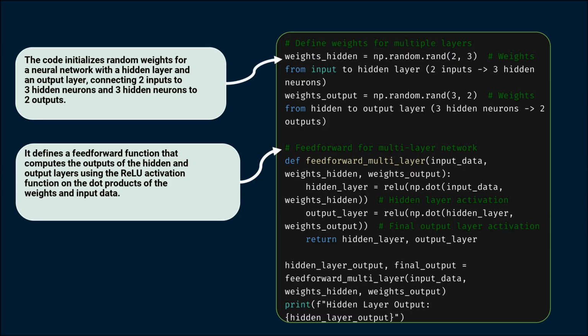through the model. Next, we define a function called feed-forward multilayer, which takes the input data along with our weights for both layers. Inside this function, we first compute the activation of the hidden layer by performing a dot product of the input data and the weights leading to the hidden layer, followed by applying the ReLU activation function to introduce the necessary nonlinearity. This output is then passed as input to the next layer, where we again apply the dot product with the output layer weights and the ReLU function to compute the final output.